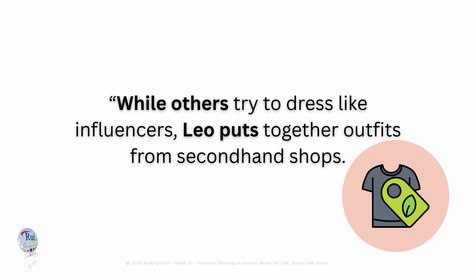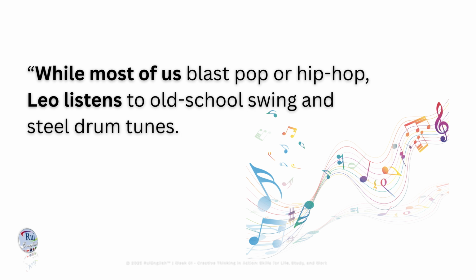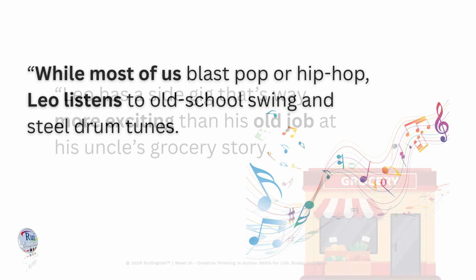Right off the bat, you can feel it. The sentence starts by telling us he's different. Then it uses while to show us exactly how. Most kids follow influencers, but Leo creates his own style from thrift shops. That contrast immediately makes him interesting. And they do it again. That same structure. While most of us listen to pop, Leo is over here with swing and steel drums. It reinforces this idea that he's on a totally different wavelength, and it builds his character layer by layer.